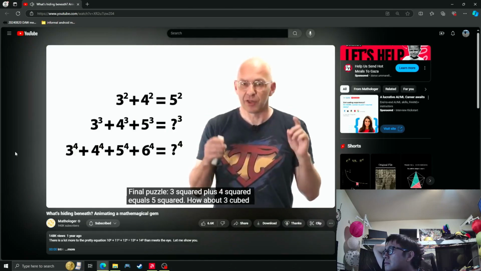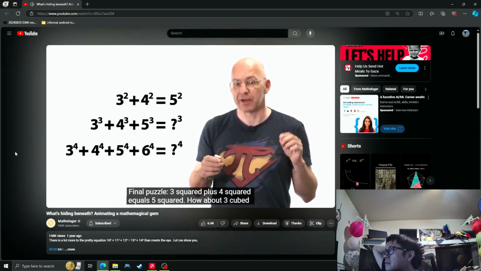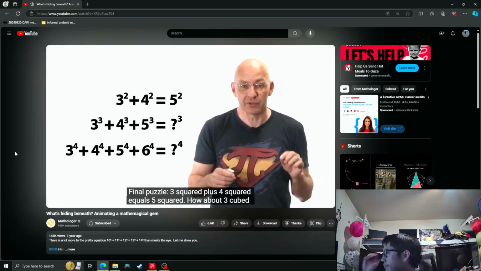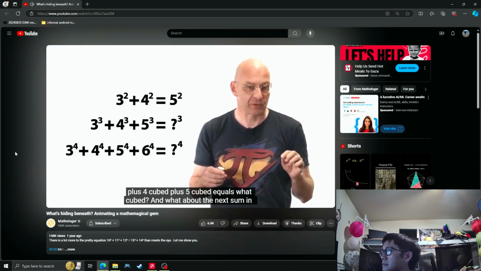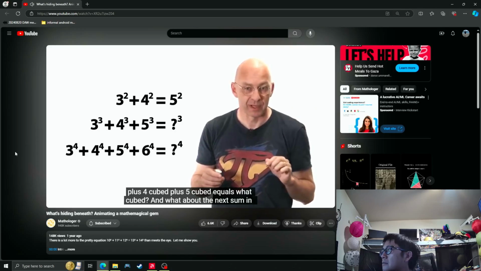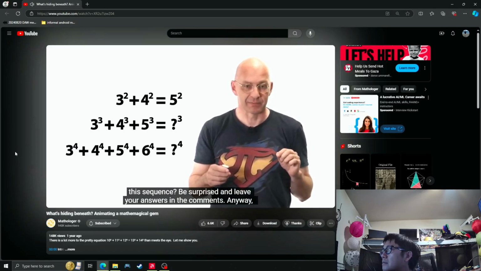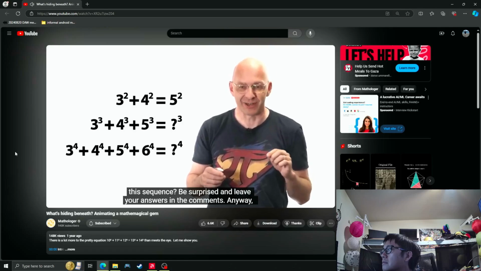Final puzzle. 3 squared plus 4 squared equals 5 squared. How about 3 cubed plus 4 cubed plus 5 cubed equals what cubed? What about the next sum in the sequence? Be surprised and leave your answers in the comments.